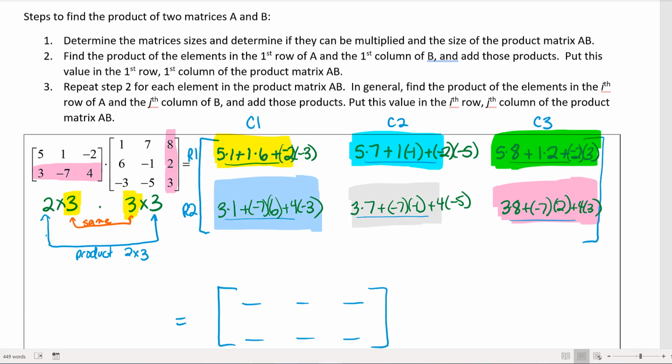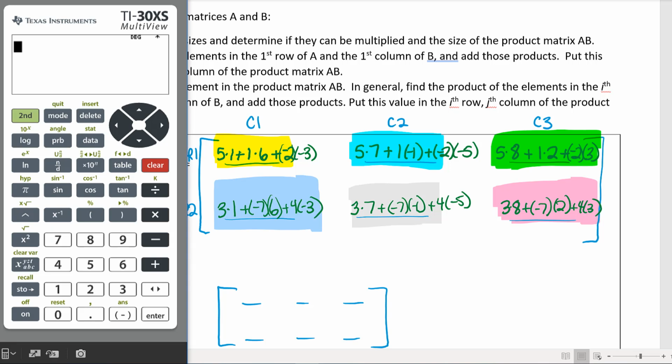So now I can get my calculator out. So now I'm going to type it in my calculator. 5 times 1 plus 1 times 6 plus -2 times -3. And that's going to get me 17. For our next element, first row, second column, I'm going to plug in the values. And that gets me 44. And when I plug in the last one, I'm getting 36.